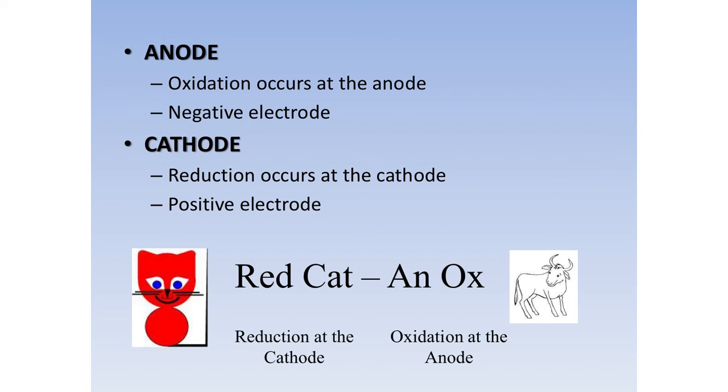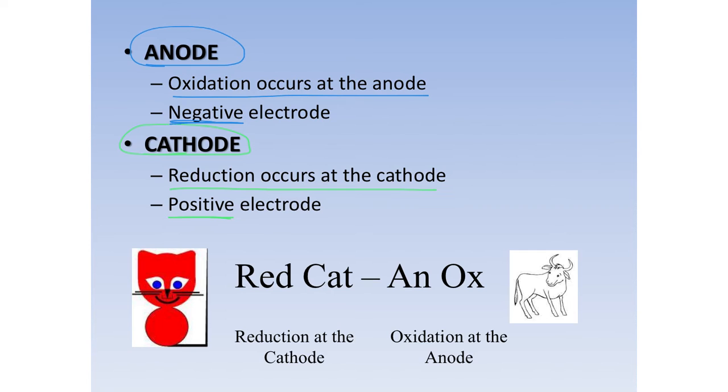So again, anode is where our oxidation occurs, and cathode is where reduction occurs. Now, you know how in a battery we have a positive end and a negative end? Same type of idea here. The anode is going to be the negative electrode, and the cathode will be the positive electrode.